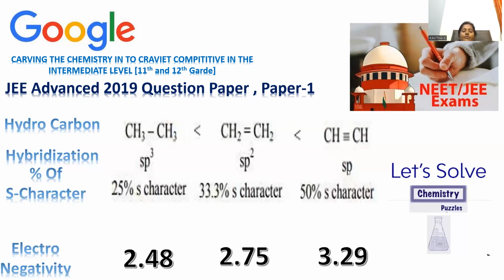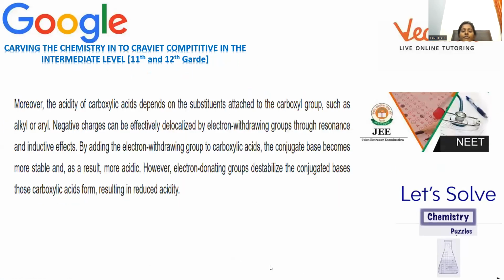After getting that relation, the quantifiable electronegativity values are mentioned over there. The hydrocarbons are alkane, alkene, alkyne. Hybridization will be sp3, sp2, sp. The percentage of s character will be 25, 33, 50. The electronegativity of sp3 carbon will be 2.48, sp2 carbon will be 2.75, and sp carbon will be 3.29. This is the correlation between s character and electronegativity values. As s character increases, the electronegativity value also increases.